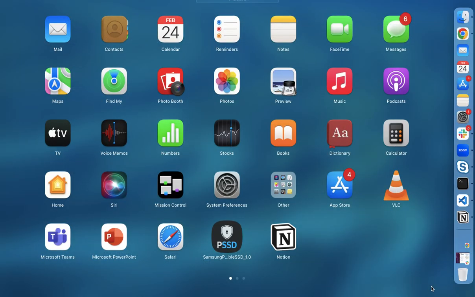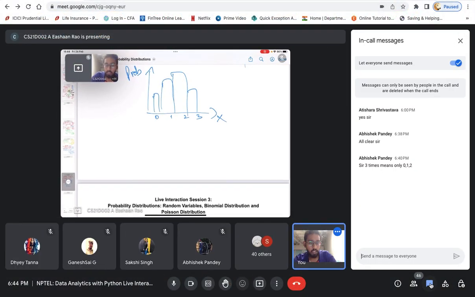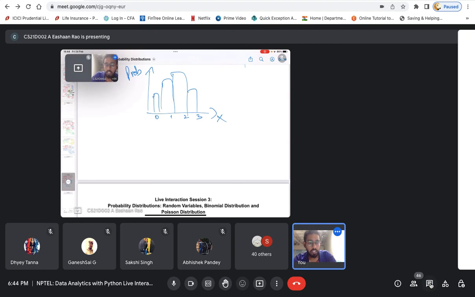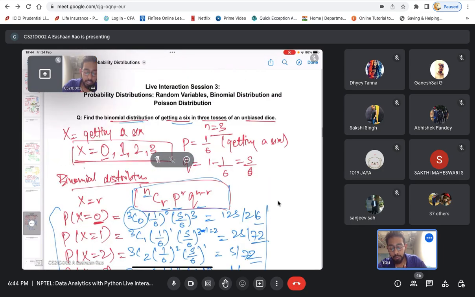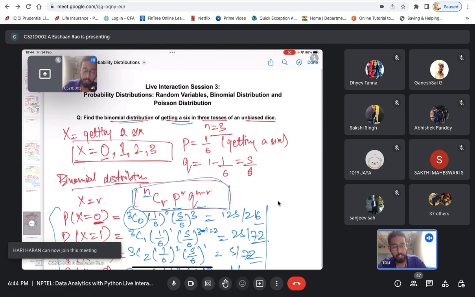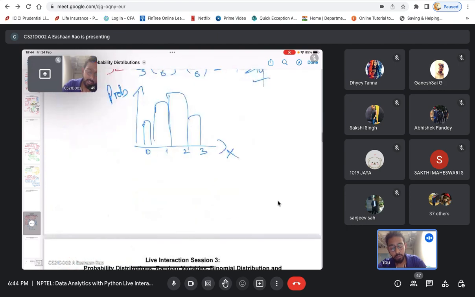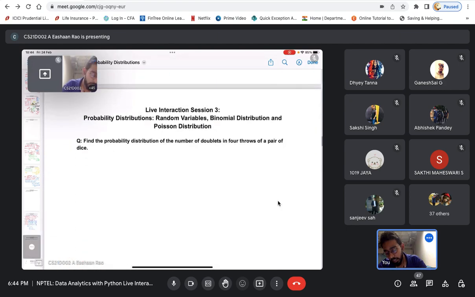Let me see, I have a question, a doubt here. No, Abhishek, it will not have 3 times. I will have 4 scenarios of getting a random variable as 0, 1, 2, 3. The 3 will be the case where in all the 3 tosses I'm getting sixes, so 3 sixes. So I need to account for that scenario also.